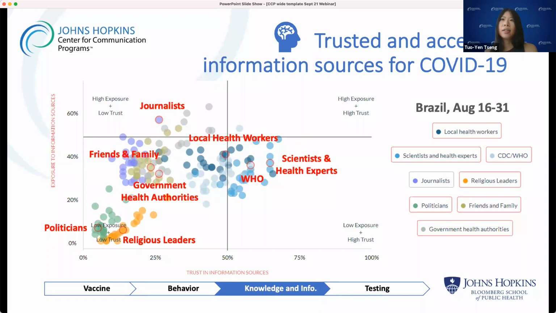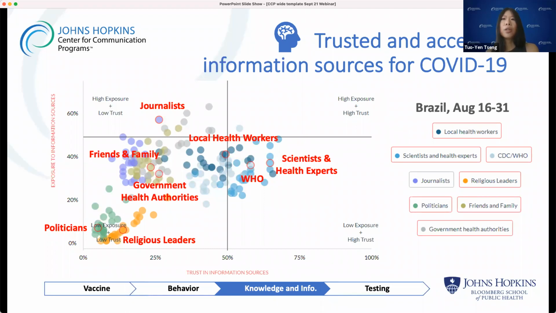In addition, similar percentages of participants reported trust in and exposure to government health authorities and friends and family. Finally, very few participants considered religious leaders or politicians as trustworthy sources for COVID-19 information. The exposure level was also very low.